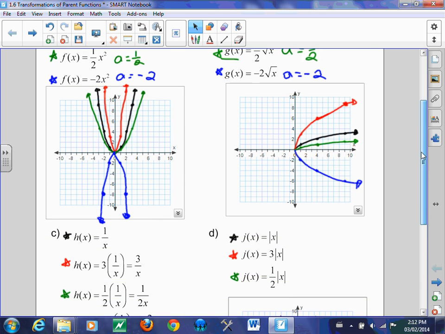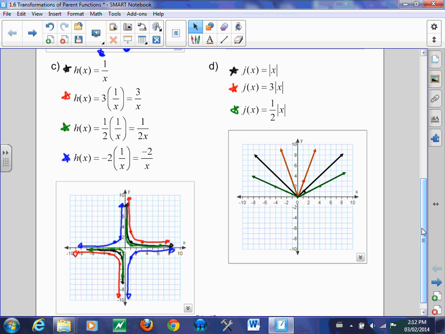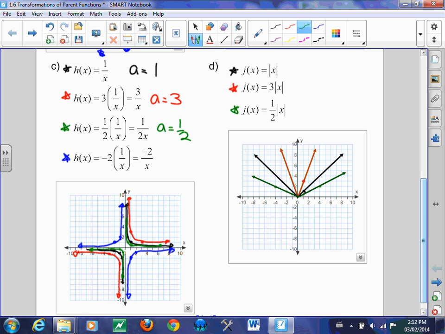All right, moving down to the new one, which is called the reciprocal function. Again, we're going to take a look at A being the same value. So for the parent function, A equals 1. For our red graph, A equals 3. For our green graph, A equals 1/2. And for our blue graph, A equals -2. All right. So what we have to remember, ladies and gentlemen, is for each of these cases, the transformation takes place depending on how we do this.